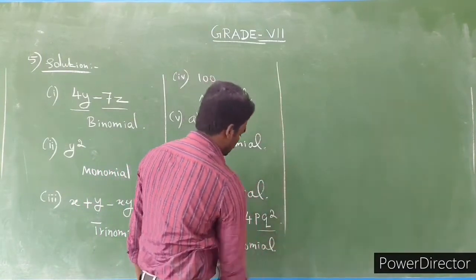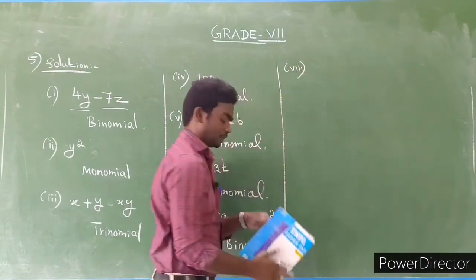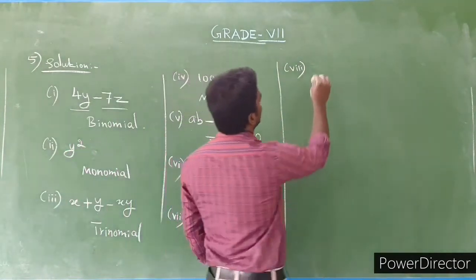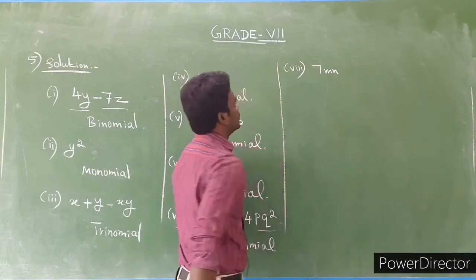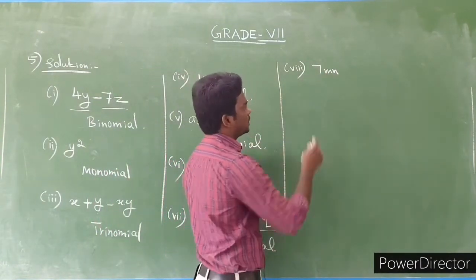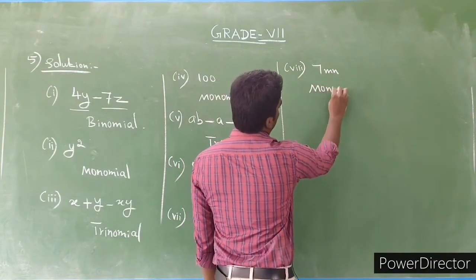And the eighth one. What is our eighth question? 7mn. What type of expression is here? 7mn contains a single term only, 7 into m into n. So this is called a monomial.